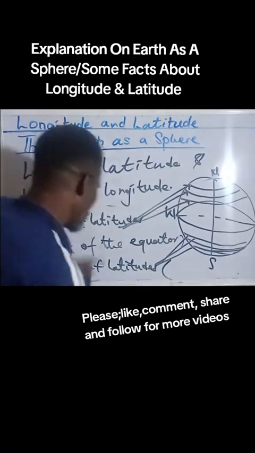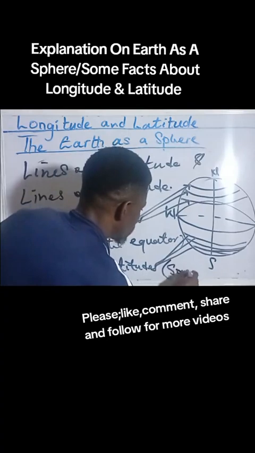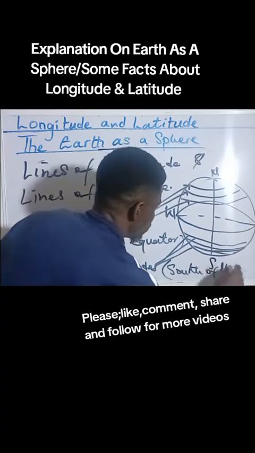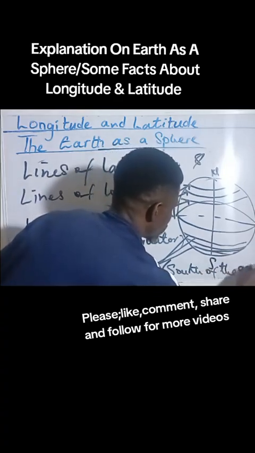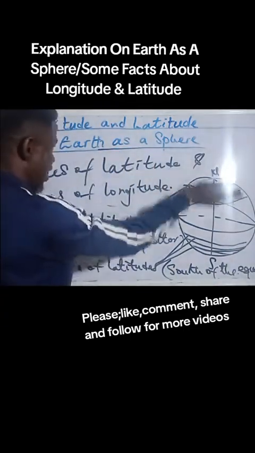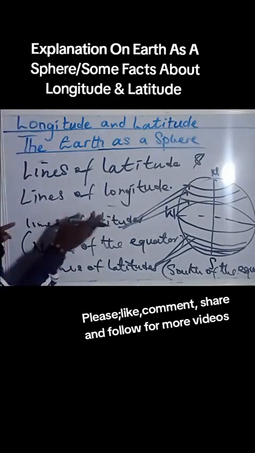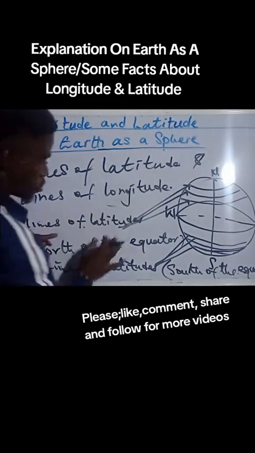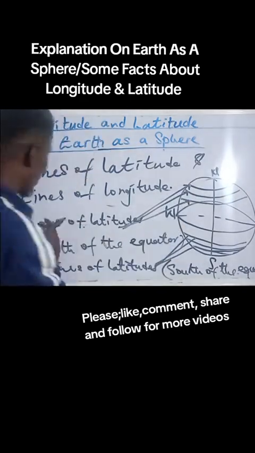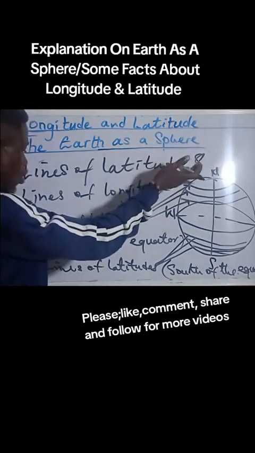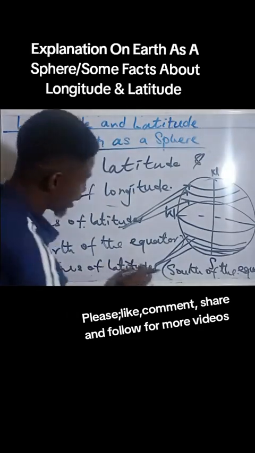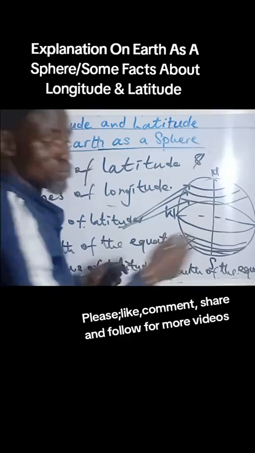But in this case, it's going to be the south. South of the equator. Are you getting that? So those lines here, we call them lines of latitude south of the equator. Still the same as lines of latitude north of the equator, while from here downward is known as lines of latitude south of the equator.